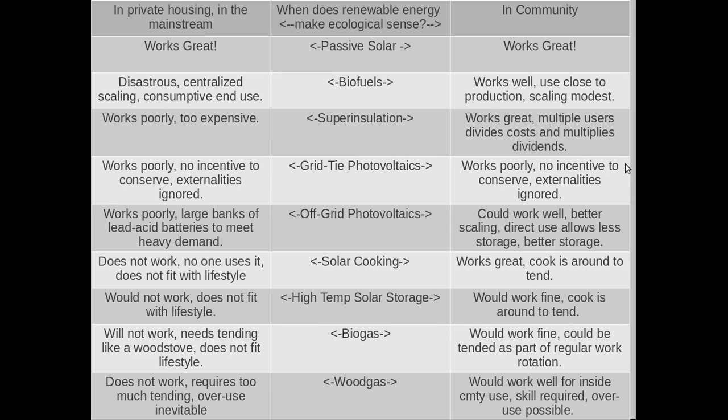Does it work better in community? In my experience, no, it doesn't, for the same reason. Externalities are ignored, and there's no incentive to conserve. Off-grid photovoltaics, is it an environmental benefit? In private housing, generally not, because people are installing large banks of lead-acid batteries, which are very expensive, very toxic, and don't last very long, assuming they need that big bank of lead-acid batteries to meet a heavy power demand.